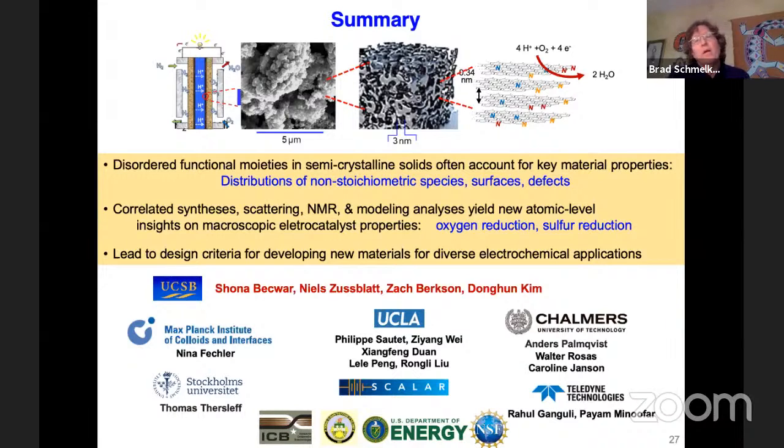Okay, that's pretty clear. We're working with the group at UCLA, and especially Shongfeng Duan there in the center. He's an expert on lithium sulfur batteries.